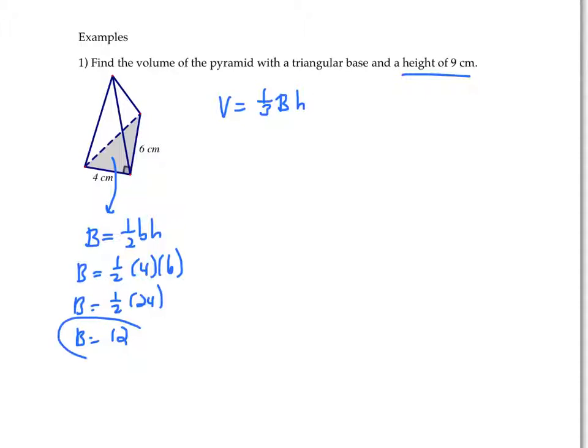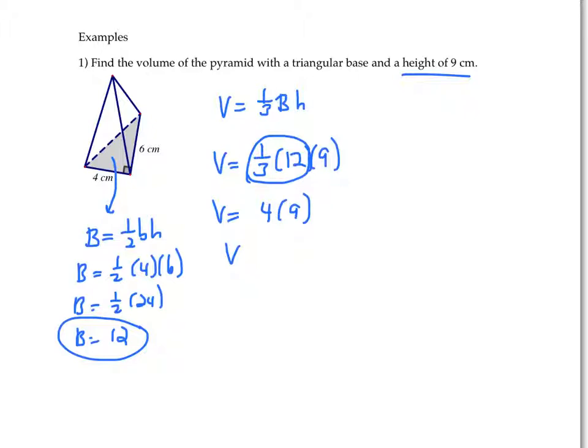Okay, we're going to plug this in to our formula for volume. Say 1/3 times 12 times the height of 9. Okay. So in there, I might choose to do 1/3 of 12 first, just to simplify that. 1/3 times 12 would give me 4. Then multiply by 9, and we get a volume of 36 centimeters cubed.